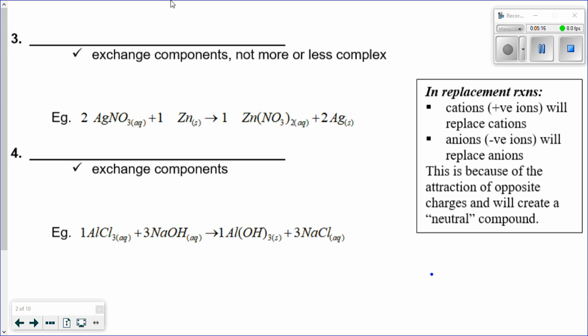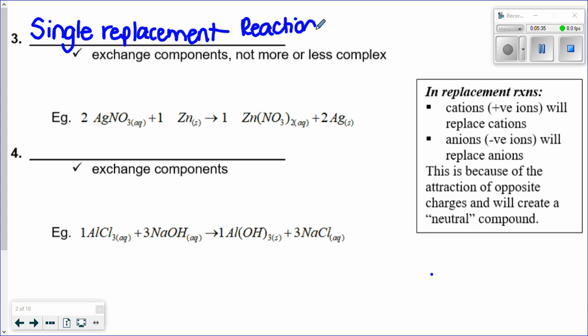There we go. So number 3, for the next ones, we're going to talk about replacement reactions. So this is called a single replacement reaction. And so what we see there is it's exchanging components and it ends up being not more or less complex.